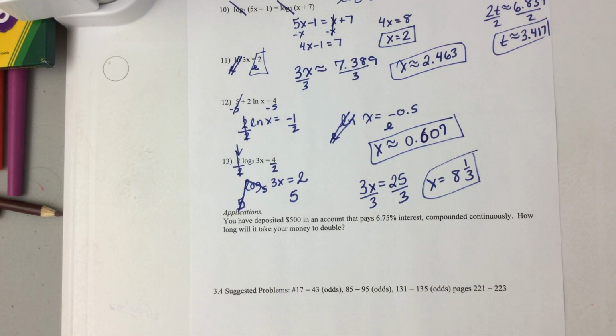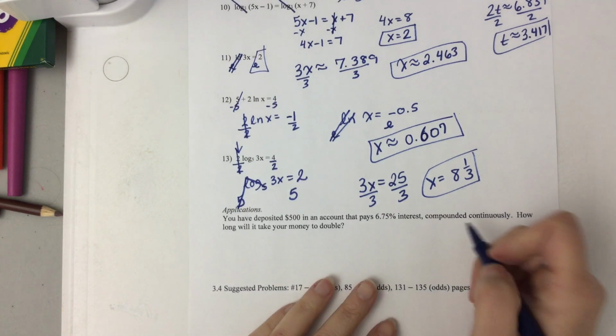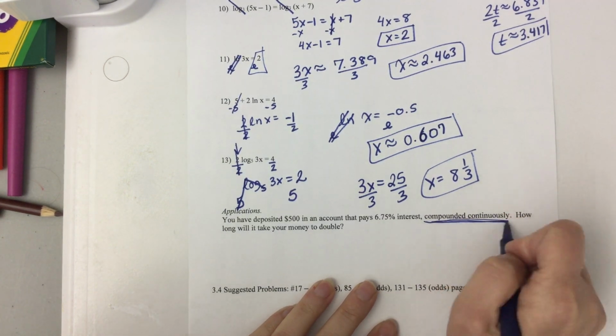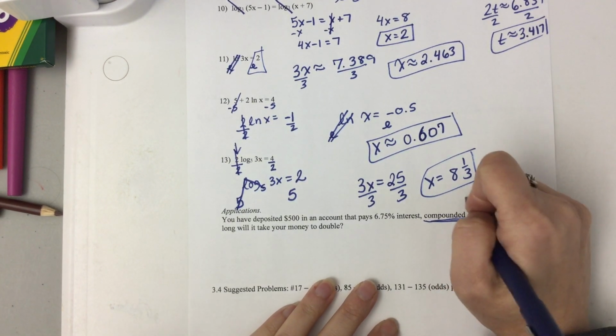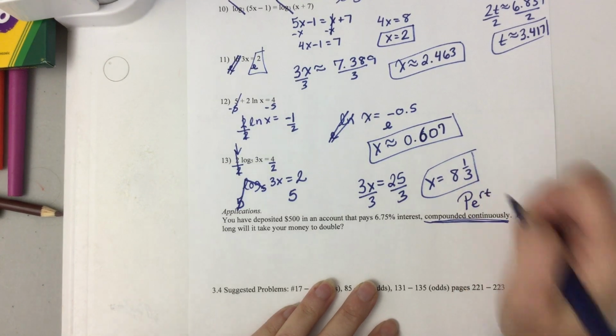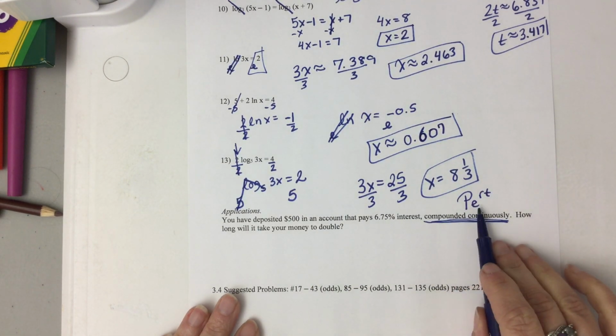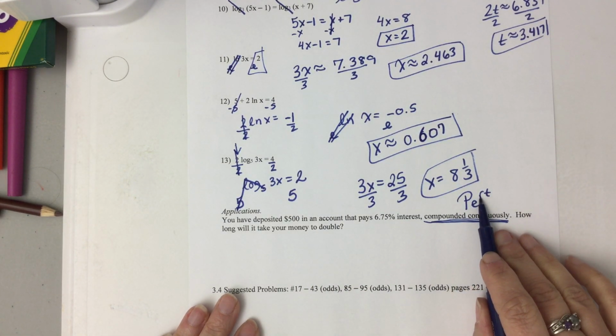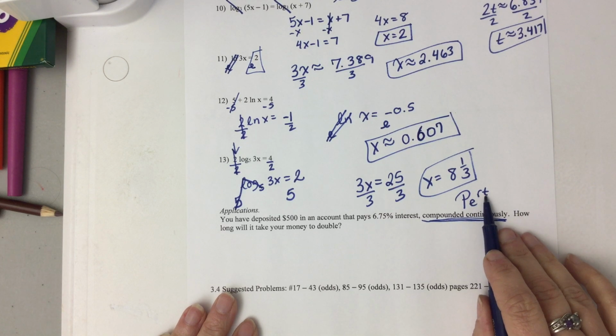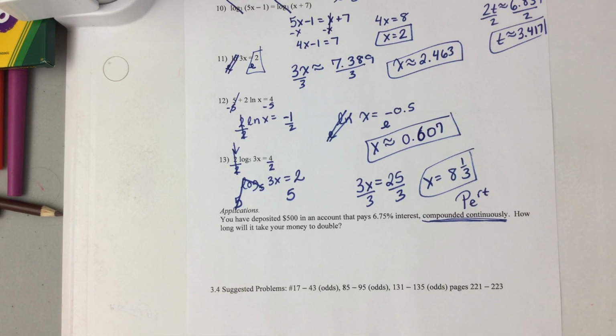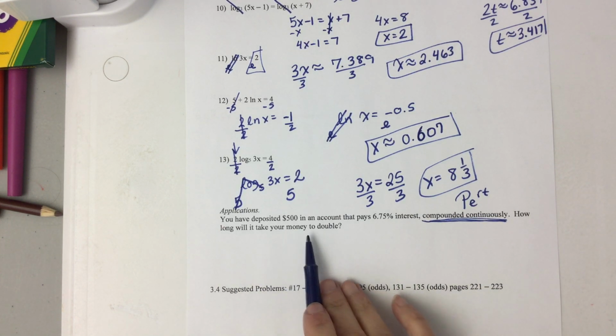You have deposited $500 in an account, and that account pays you 6.75% interest. It's compounded continuously. Remember, as soon as you see continuously, that's the PERT formula: the principal, the base e, to the interest rate as a decimal times t, the amount of years. Here's the question. How long will it take your money to double?